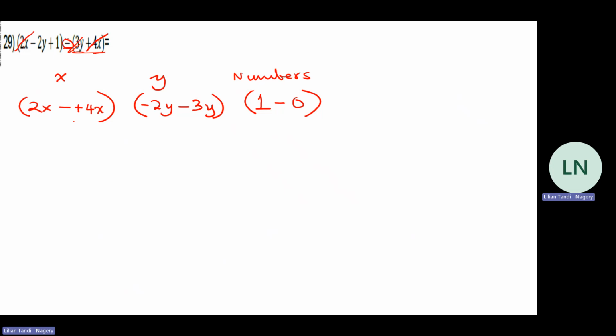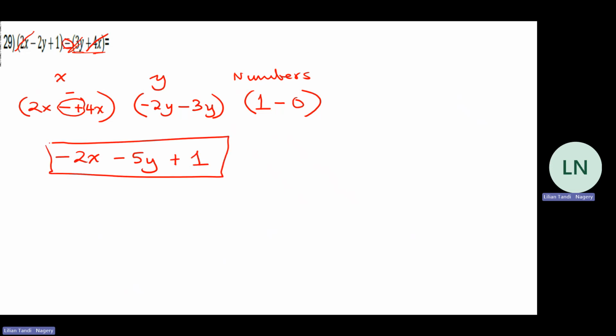All right, now let us do this. This becomes negative. So 2x minus 4x is negative 2x. Negative 2y minus 3y, negative 5y. 1 minus 0 is positive 1. And this is your answer.